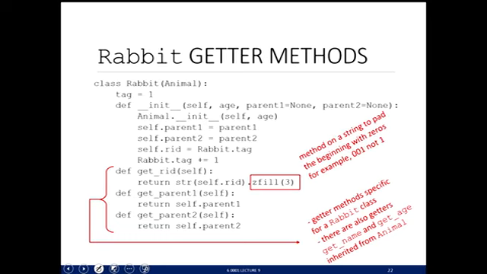Oh, I just want to mention, when I'm getting the RID, I'm actually using this cool zfill method, which pads the beginning of any number with however many zeros are needed to get to that length. So the number 1 becomes 001 and so on. It ensures that I have this nice looking ID type thing that's always 3 digits long.